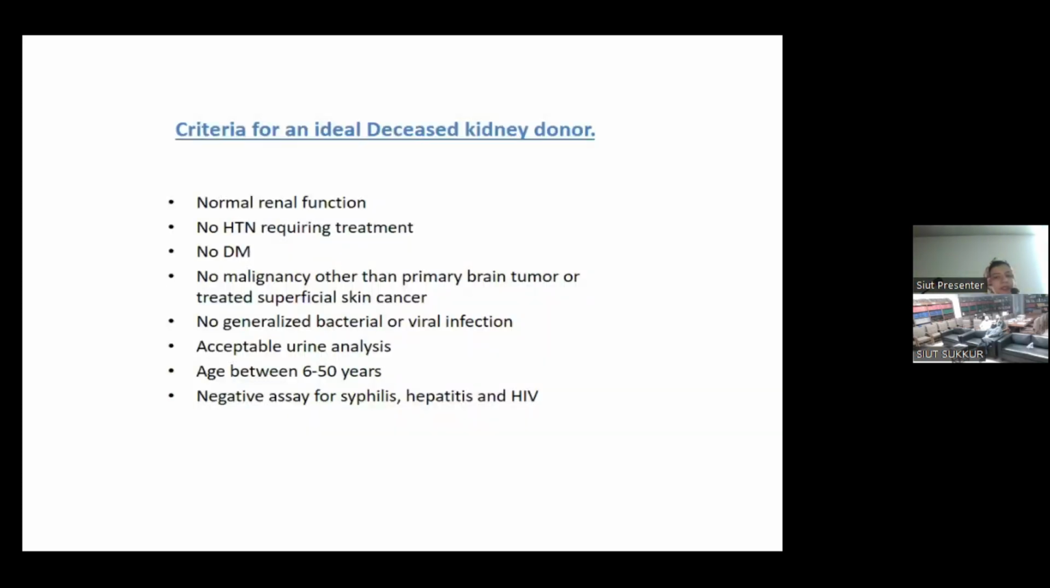If we talk about the diseased donor, what is the criteria for an ideal diseased donor? The diseased donor should have normal renal functions, no hypertension that had required treatment in his lifetime, no history of diabetes mellitus, no malignancy other than primary brain tumor or treated superficial skin cancers, no generalized bacterial or viral infection, an acceptable urine analysis, and the age of the diseased donor at the time of death should be between 6 to 50 years. Negative assay for syphilis, hepatitis, and HIV.